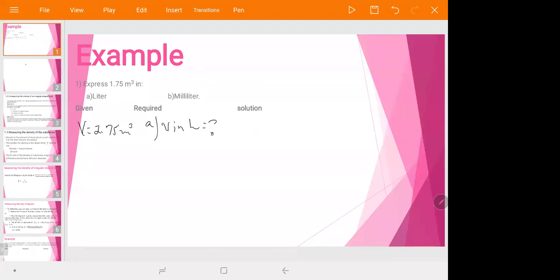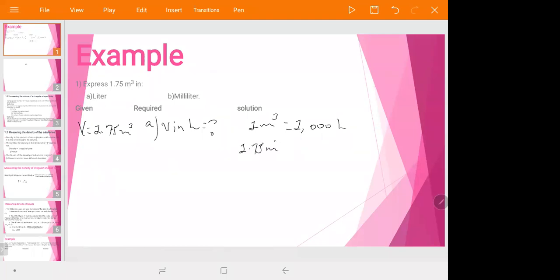To do this one, you must know the relationship between meter cube and liter. Depending on our previous lesson, what about 1 meter cube when we compare with liter? How many liters? 1,000 liters. Excellent. So the given volume is in meter cube. Therefore, we must write it on the side of meter cube.